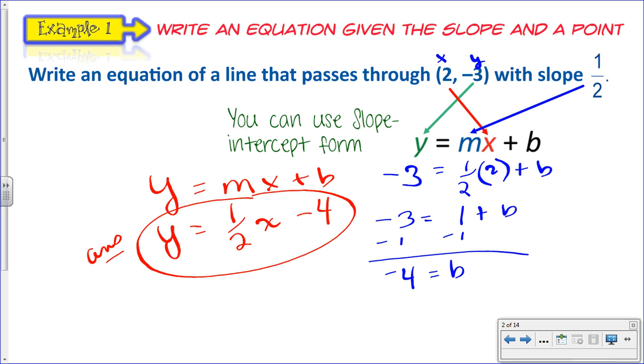Isn't b supposed to be the y-intercept? So what if the -3 goes to b? No, that's just the coordinate. That's just the x coordinate, and that's just the y coordinate. What we're trying to find is the b, the y-intercept. All right, any more questions on that? Is everybody good?